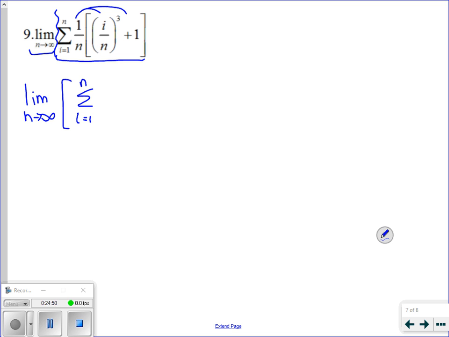If I were to distribute this, it's going to be 1 times i cubed on top, so i cubed. And on bottom, it's going to be n times n cubed, so n to the 4. Plus 1 over n.